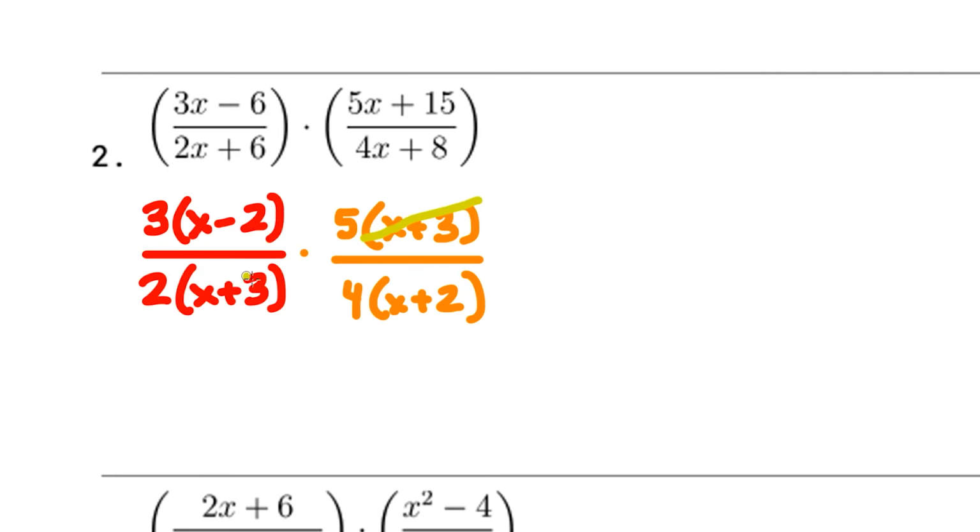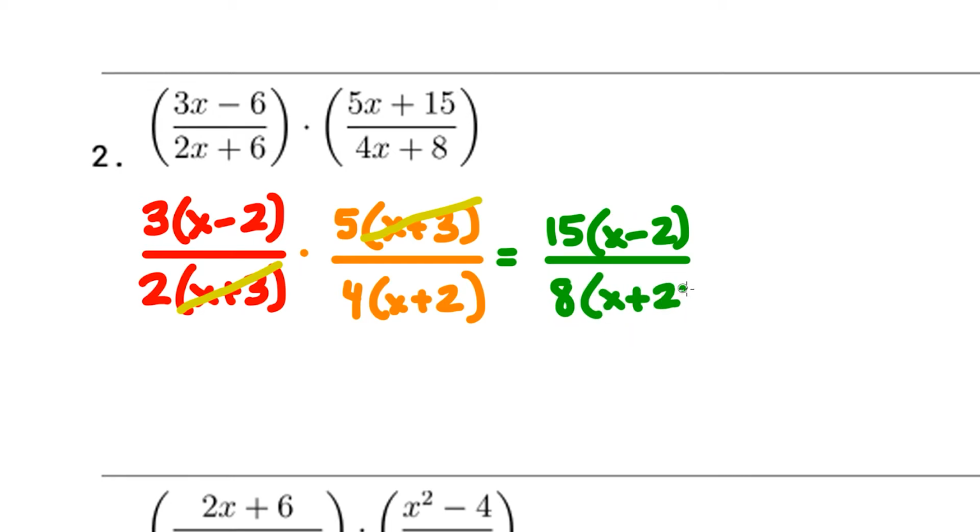I'm going to simplify as much as I can first here. So right here, this x plus 3 and this x plus 3 will cancel out, and there is nothing else that really cancels out here. So what I'm going to do is just multiply across here, and you're going to end up with 15 times the quantity x minus 2 divided by 8 times the quantity x plus 2.